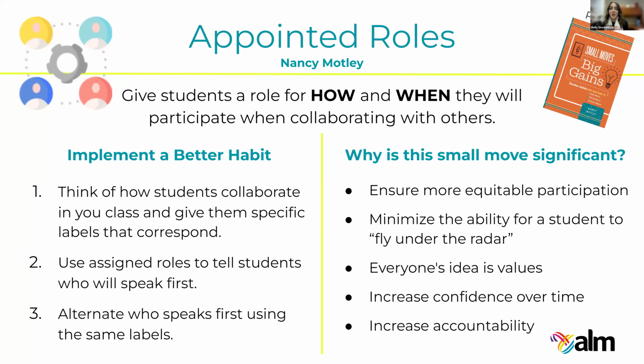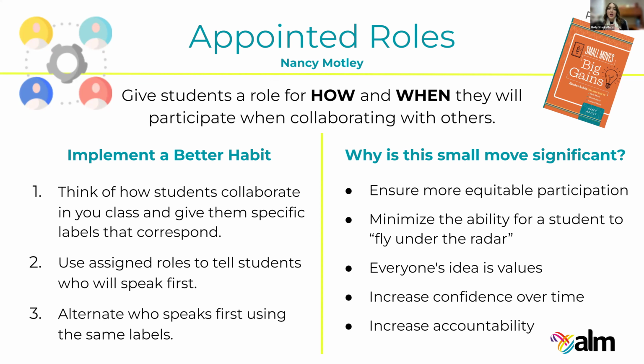So when they're doing think-pair-share, they're with their partner. I want partner B to share first. If they're in their group 1 through 6, you would say, today, number 3 is going to share first. So you're always alternating who's going to speak first using those same labels. And you can always do it at random. You can roll a digital dice, and it's like, oh, number 6 is going to be the one that shares.